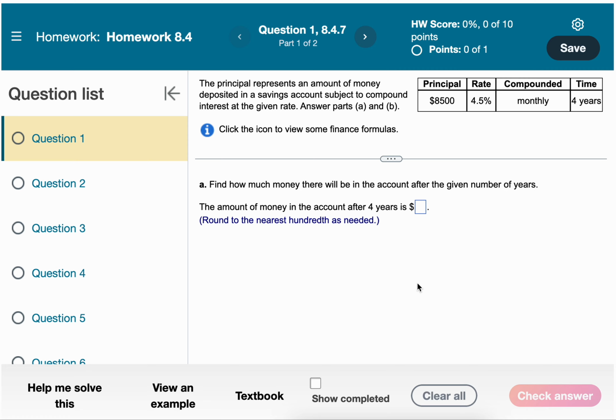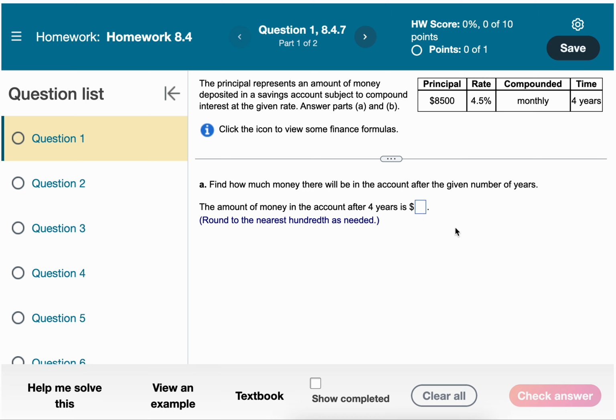Let's go over question 1 from homework 8.4. We're given this information up here. We're investing $8,500 into an account that earns a 4.5% interest rate compounded monthly. And after 4 years, how much money will there be in the account?